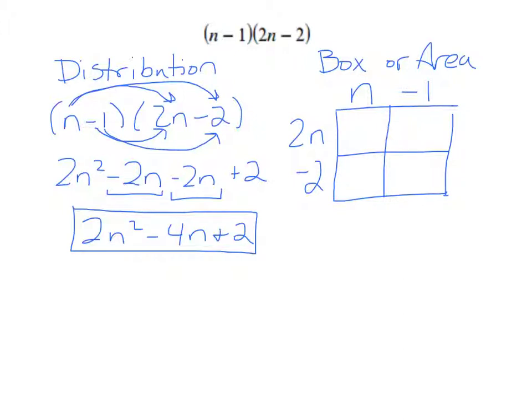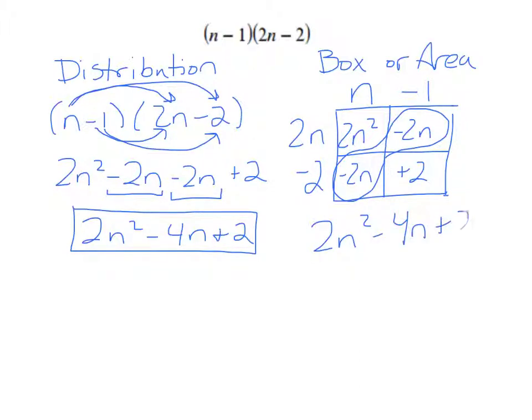So 2n times n makes 2n squared. 2n times negative 1 makes negative 2n. N times negative 2 makes negative 2n. And negative 1 times negative 2 makes positive 2. And you'll notice that these are the same numbers we got before. Crazy how that works. And these are like terms, so we can combine them. So we end up with 2n squared minus 4n plus 2.